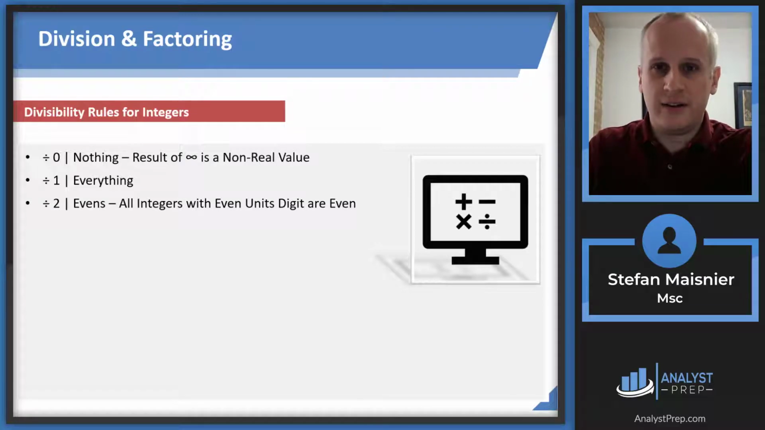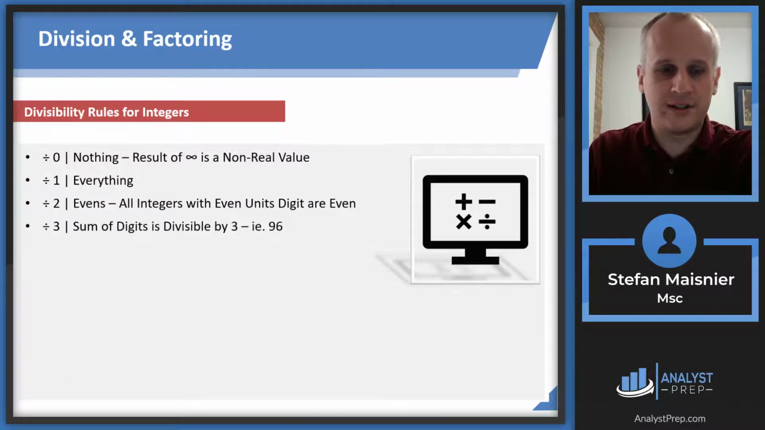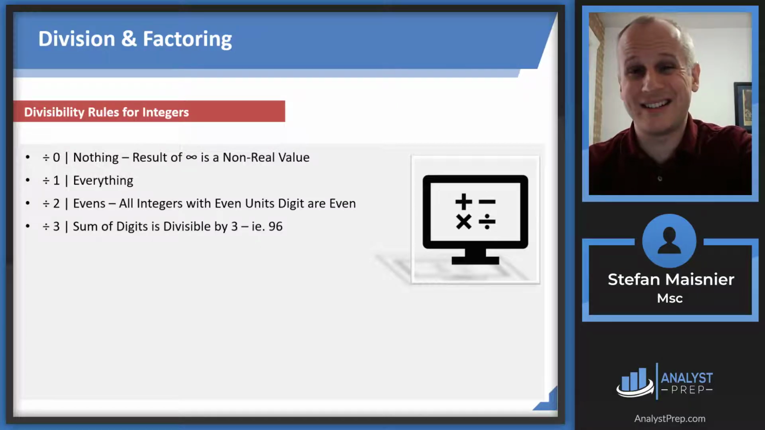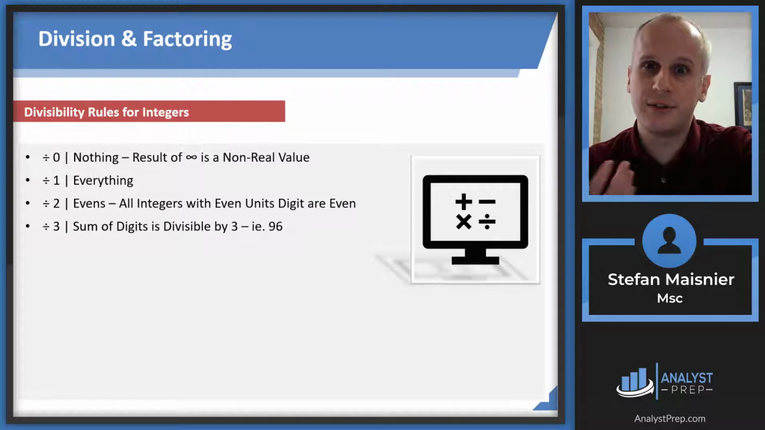Now, even numbers are going to be divisible by 2, and that's any integer where the units digit is even. So if you have an even units digit, the entire integer itself is even and divisible by 2. Now, a neat trick is you can determine when an integer is divisible by 3 by summing the digits to see if that sum is divisible by 3. So for instance, 96 can be proven as divisible by 3 because 9 plus 6 is 15, and 15 is divisible by 3. So this is a really handy way to, again, avoid excess calculation, because you can just add the digits and go, okay, if that sum is divisible by 3, the entire number itself is divisible by 3.